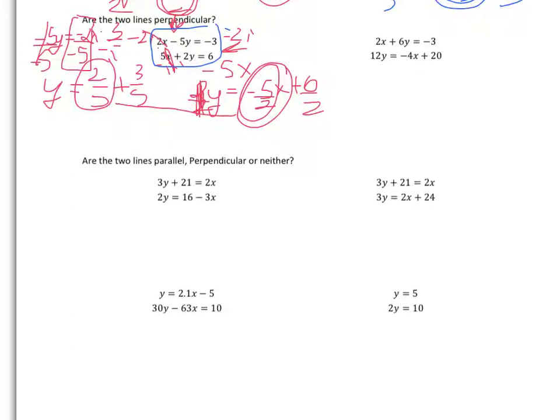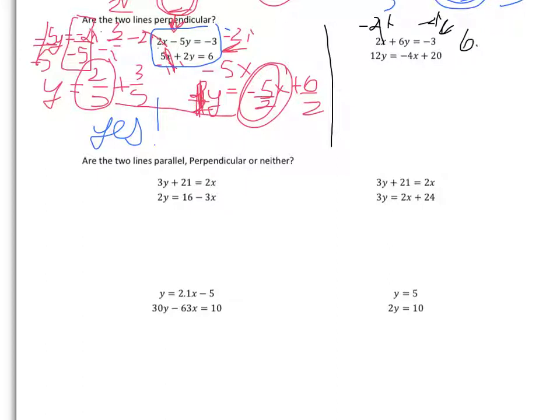Notice, we're not graphing when we're determining whether lines are parallel, perpendicular, or neither. We're just comparing the slopes, and that's what we want to do for these. So we'll move on to this next one. Solving this top one here, we're going to get the y alone, so subtract 2x.